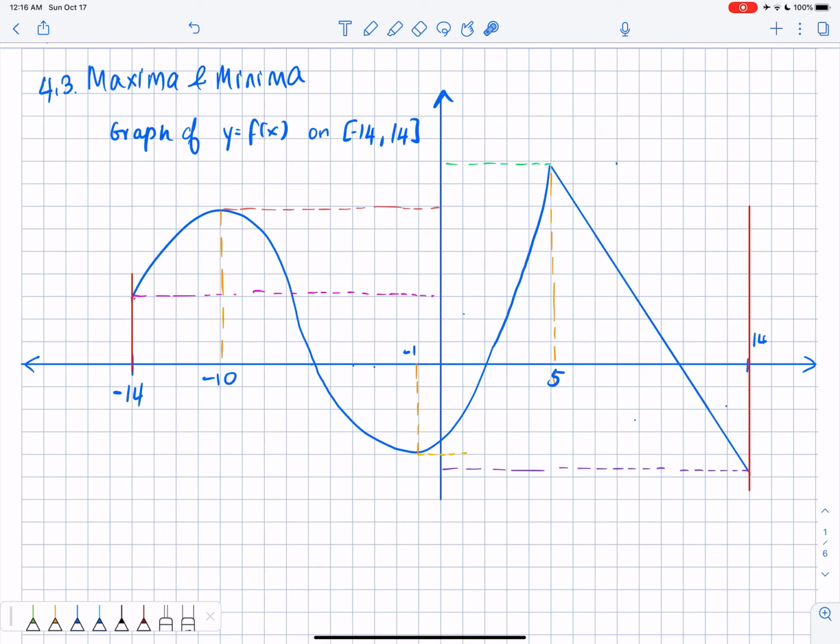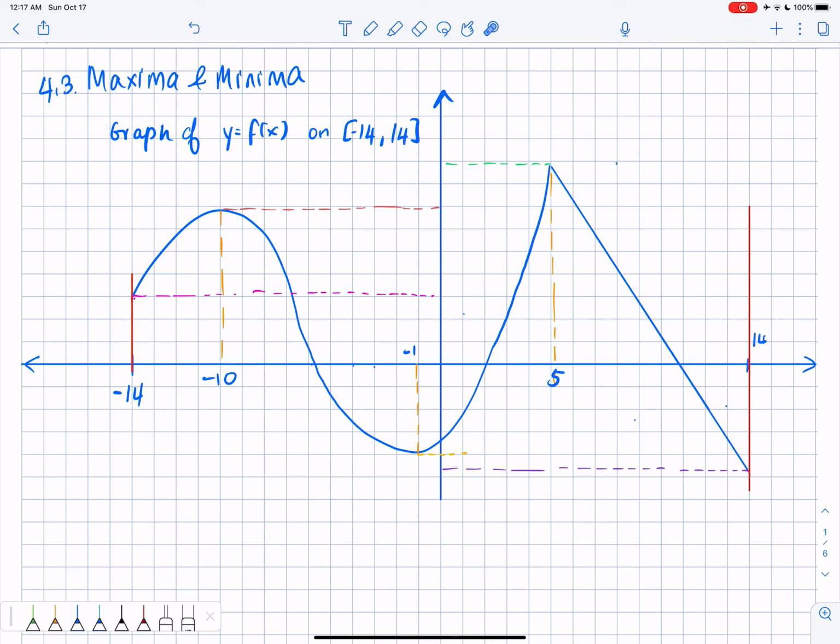Okay? So looking at this picture, you know from this that the largest value of the function on this interval occurs at 5, right? So 5 is called the absolute maxima. And when does the smallest value occur? Well, the smallest value, if you look at the whole graph, you see it occurs at 14. So what we have is 5 is called the absolute maxima, 14 is called the absolute minima.